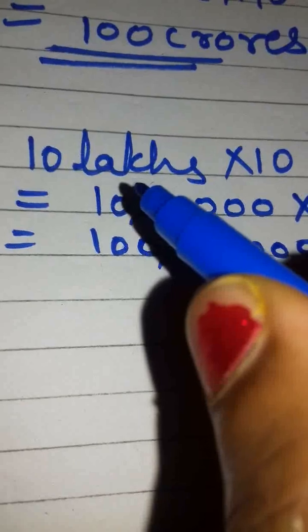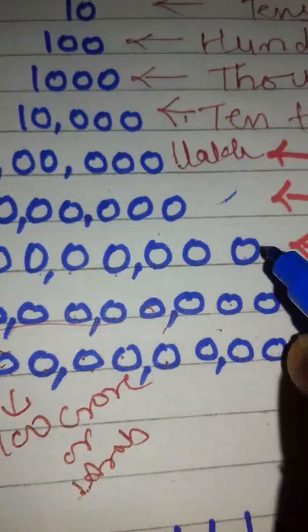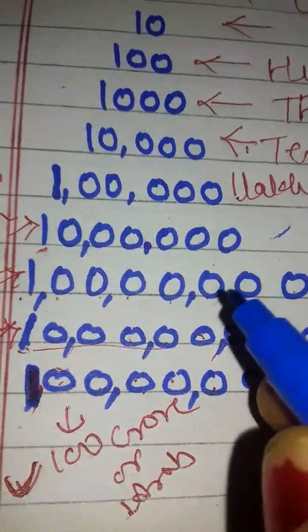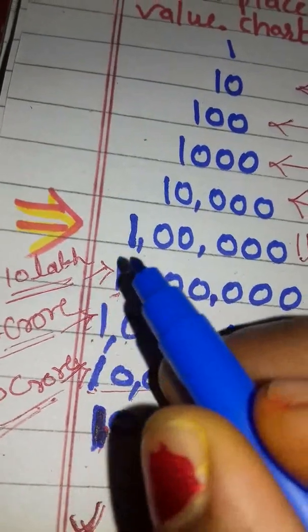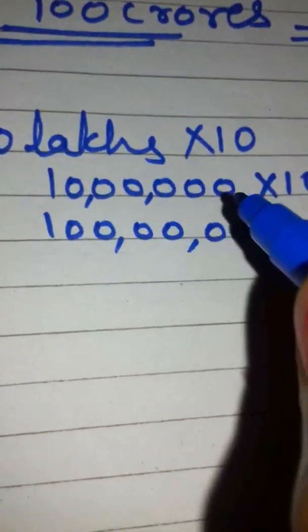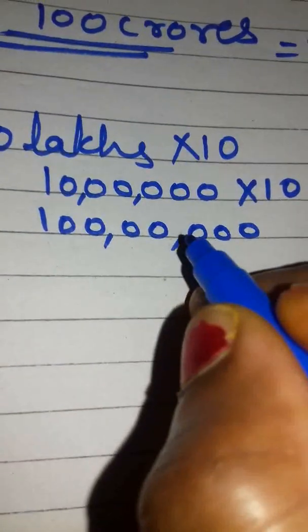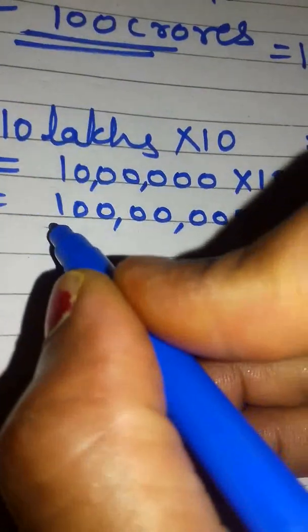Similarly 10 lakh into 10 means 1 crore. As in 1 crore: 1, tens, hundreds, thousands, ten thousands, lakh, ten lakh, crore. So this is 1 crore. So 1 crore means 10 lakh, the next value is 10 lakh into 10. So we will take 10 lakh into 10, which becomes 1 crore, or we can say it is 100 lakhs: 1 times hundreds, thousands, ten thousands, lakh, ten lakh, 100 lakhs.